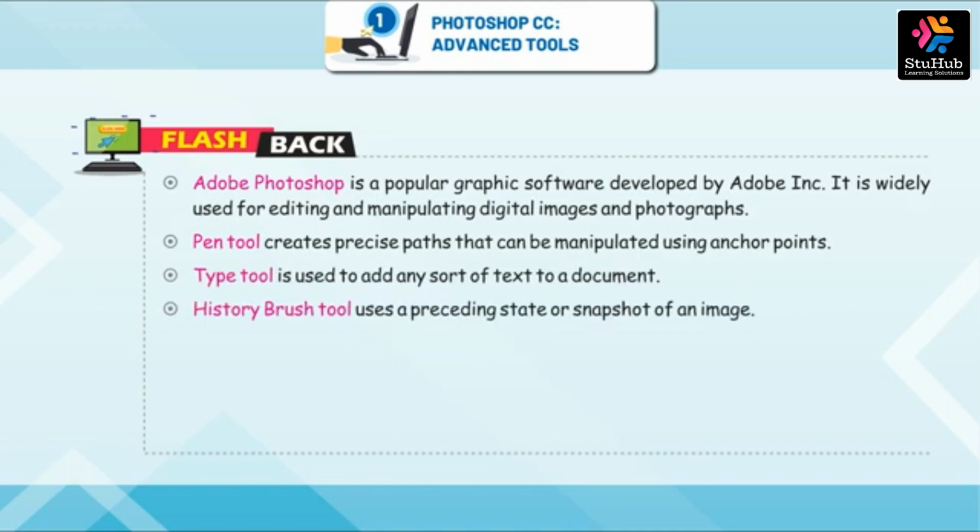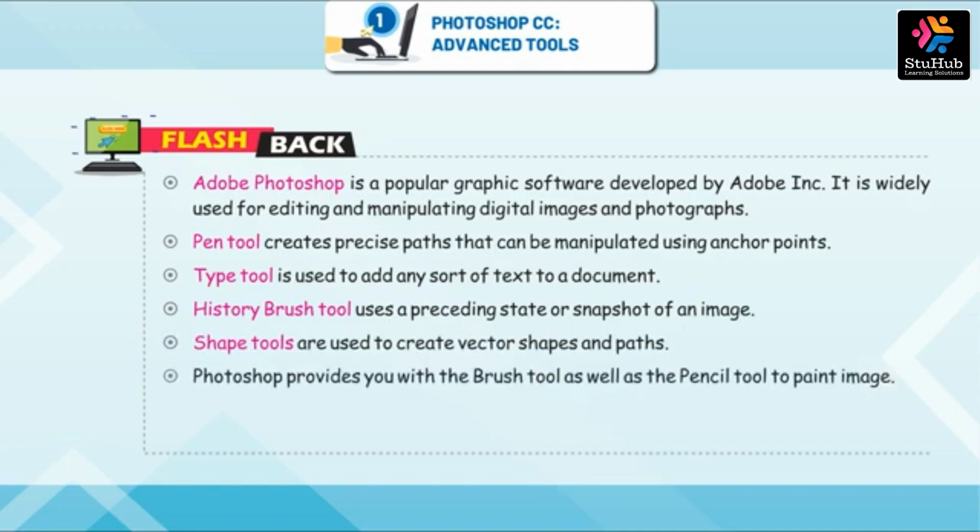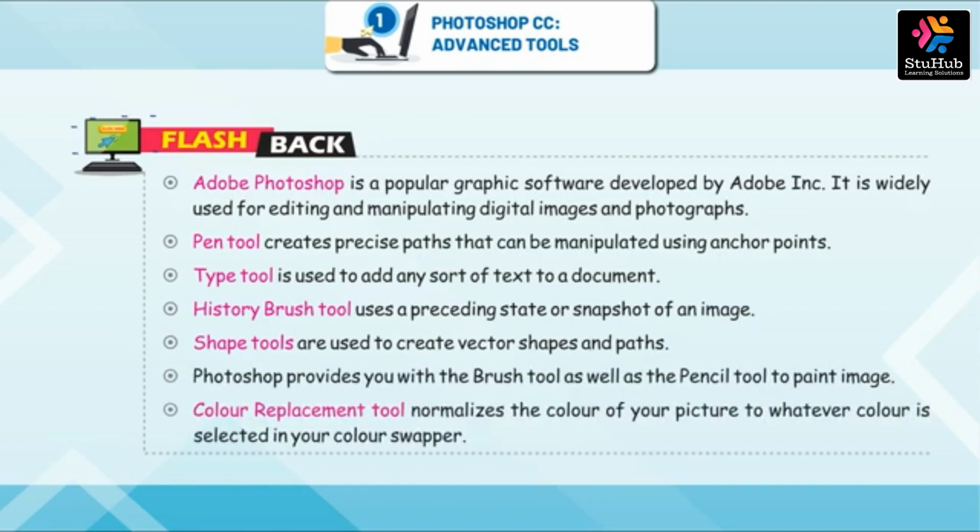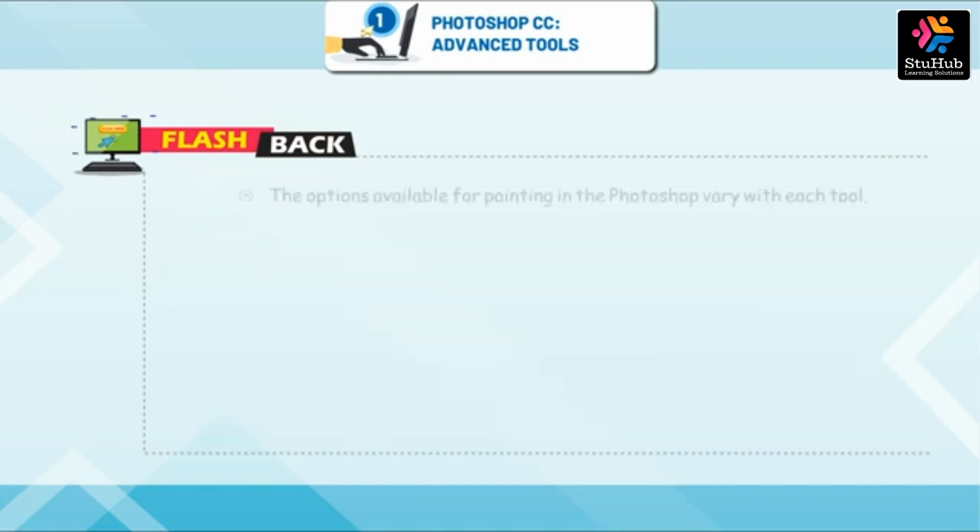History brush tool uses a preceding state or snapshot of an image. Shape tools are used to create vector shapes and paths. Photoshop provides you with the brush tool as well as the pencil tool to paint an image. Color replacement tool normalizes the color of your picture to whatever color is selected in your color swapper.